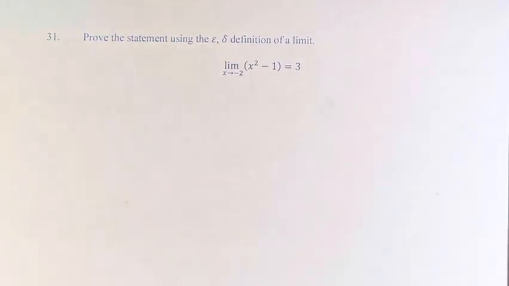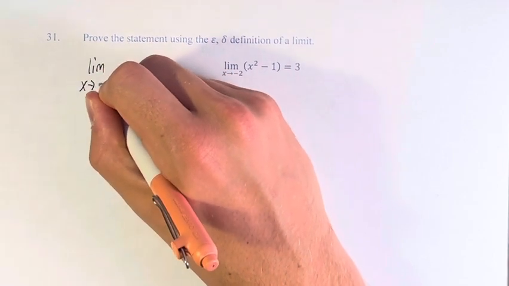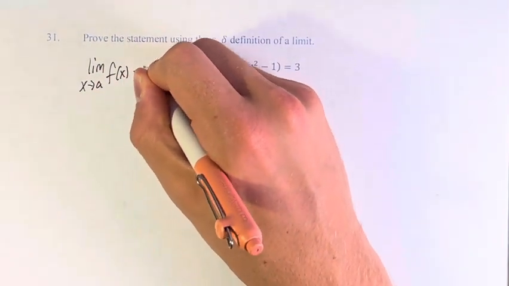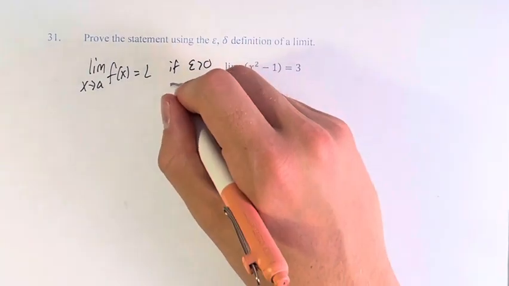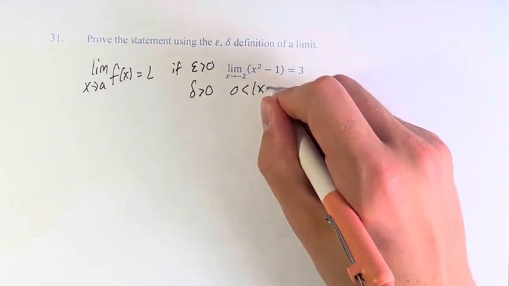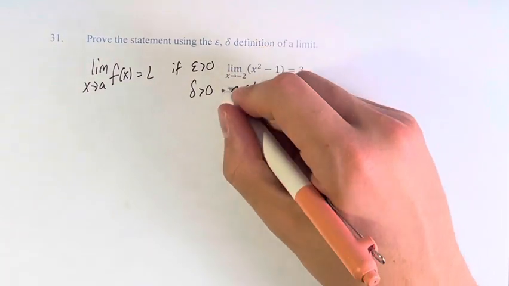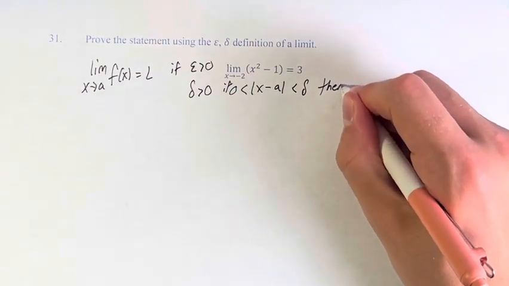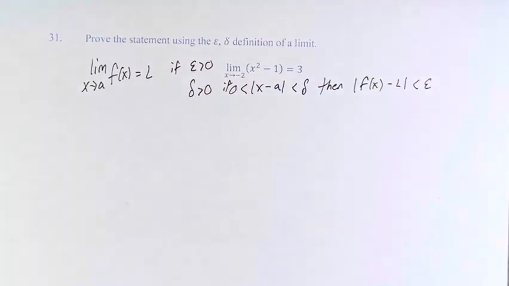In this problem, we're asked to prove the statement using the precise definition of a limit. The precise definition of a limit states that the limit as x approaches a of f of x equals L if for every positive number that you pick, which we call epsilon, there's an associated positive delta such that 0 is less than the absolute value of x minus a is less than delta. If this is true, then the absolute value of f of x minus L is less than epsilon, right?